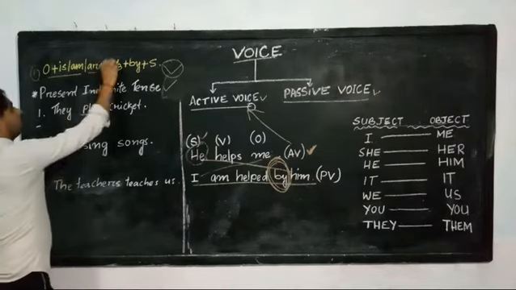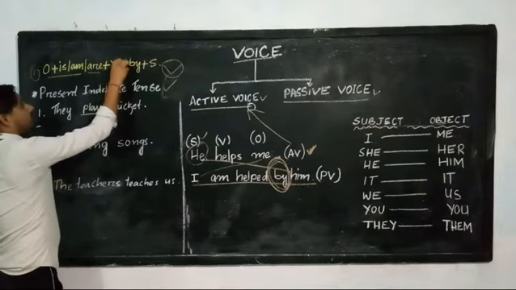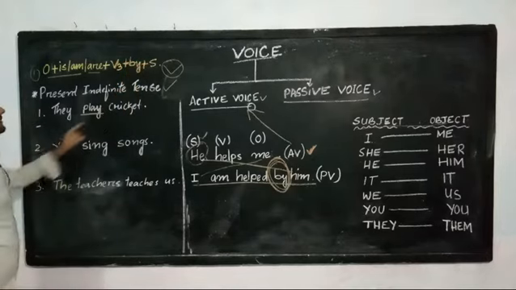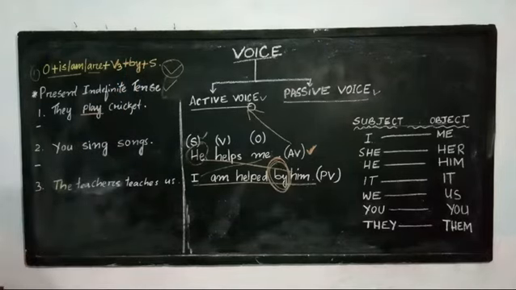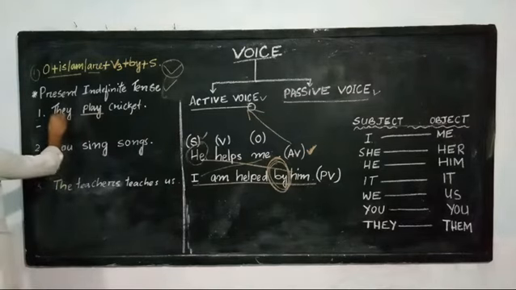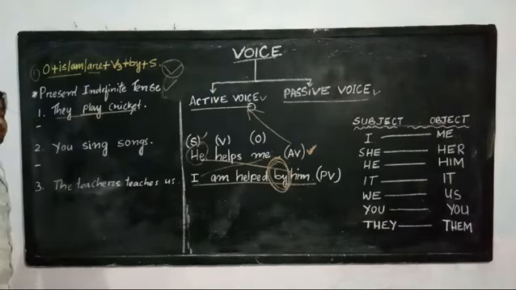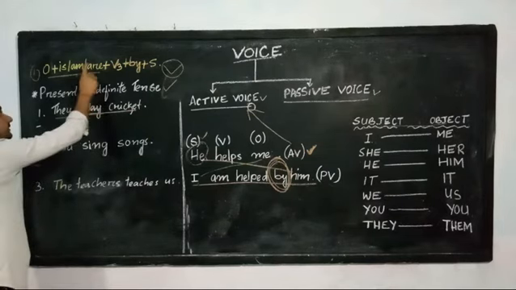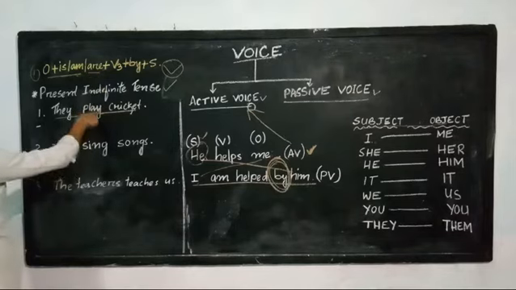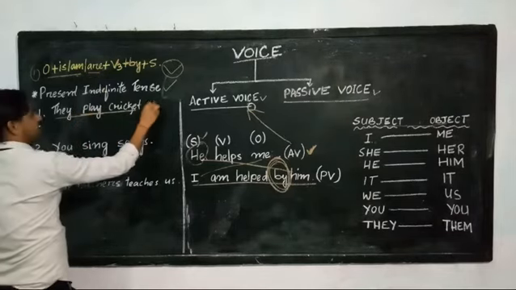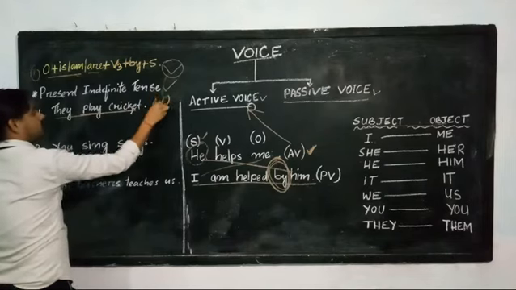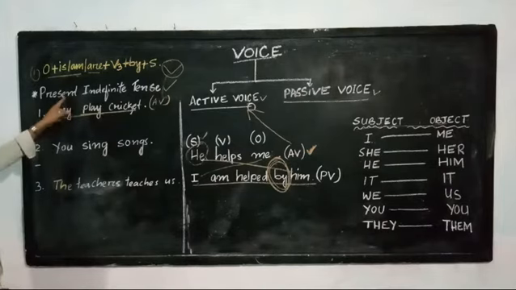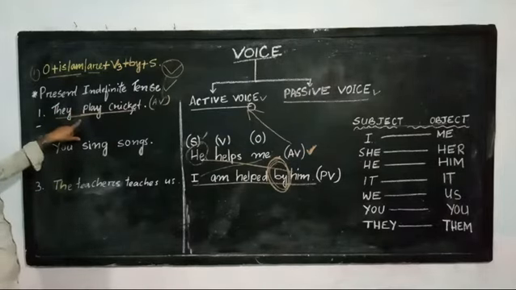So after the third form, I told you we will add the preposition by, then the subject. So what I said, they play cricket. This is in present indefinite tense, and we will use this rule here to change the sentence into passive voice. This sentence is in active voice.